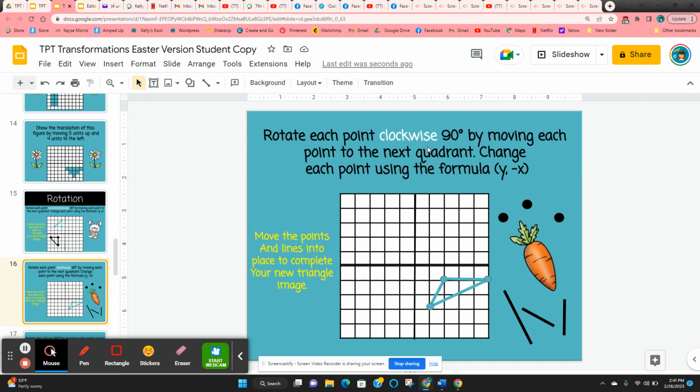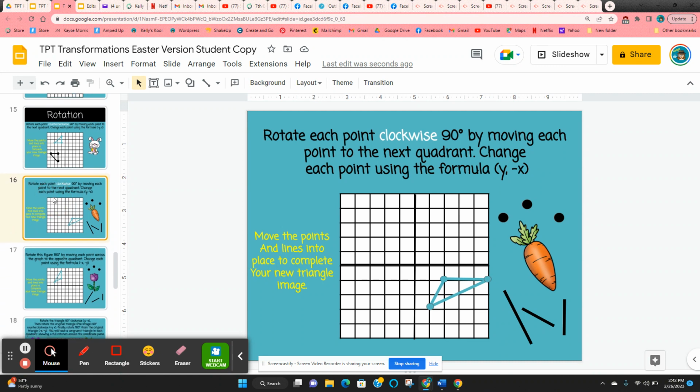This time we're going to rotate clockwise 90 degrees, which means this figure is going to be over here in quadrant 3 because we're moving clockwise. And again, we're going to take each point using the formula y, negative x. So for example, this one is 2, negative 1. It's now going to be negative 1, negative 2, to put it over here. So it'd be right here.